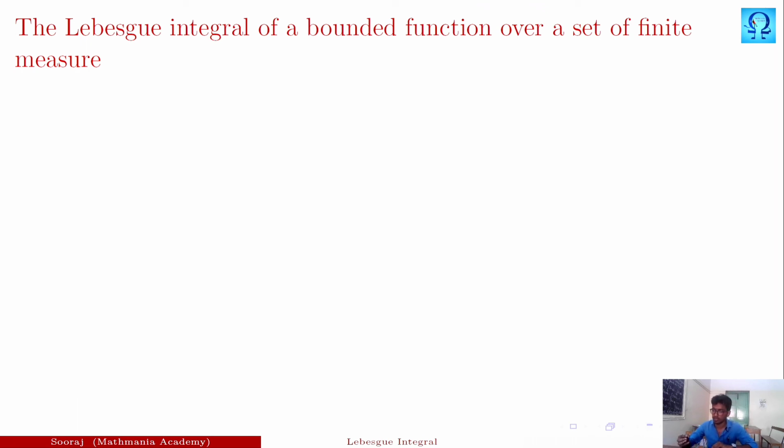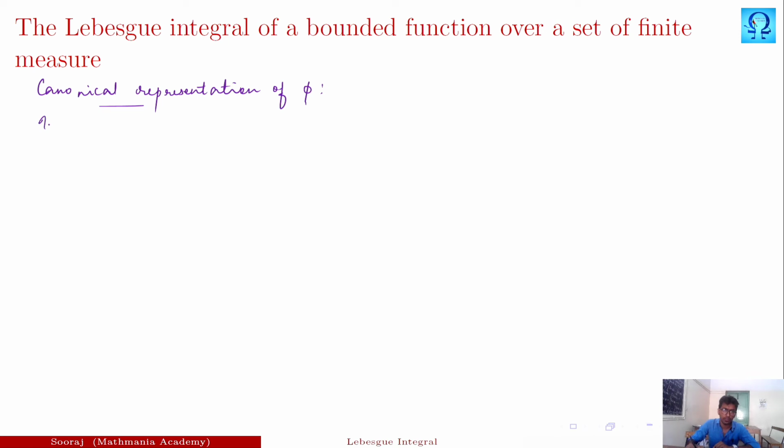Next, we are about to see the Lebesgue integral of a bounded function over a set of finite measure. By this we mean that if we have a set whose measure is a finite quantity, then how are we going to define the Lebesgue integral for that function? Here the first thing that we are going to see is the canonical representation of the function phi.